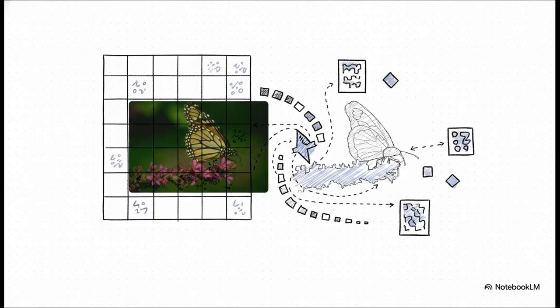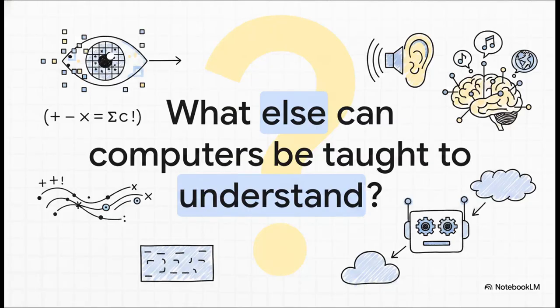Which brings us right back where we started, to our butterfly. That transformation from this rich photograph to this clean outline, it's not a mystery anymore. It's not magic. It's just a computer, methodically sliding a tiny grid of numbers, an edge detection filter, across the image's own grid of numbers. So the real takeaway here is that some incredibly complex behaviors, like sight, can actually come from a set of really simple, understandable rules. And that leaves us with one last huge question to think about. If these simple mathematical rules taught a computer how to see, what else can they be taught to understand?